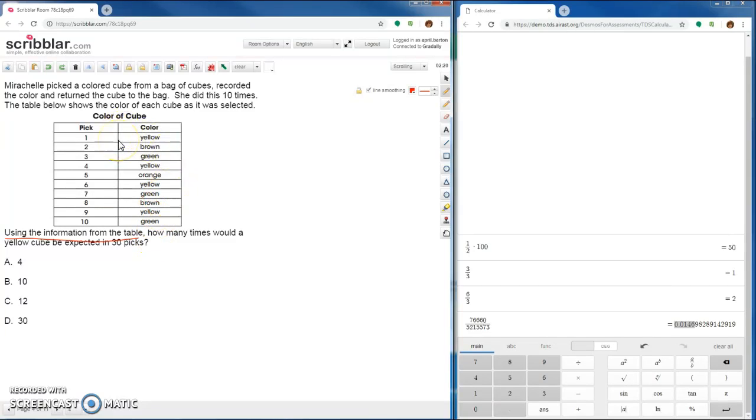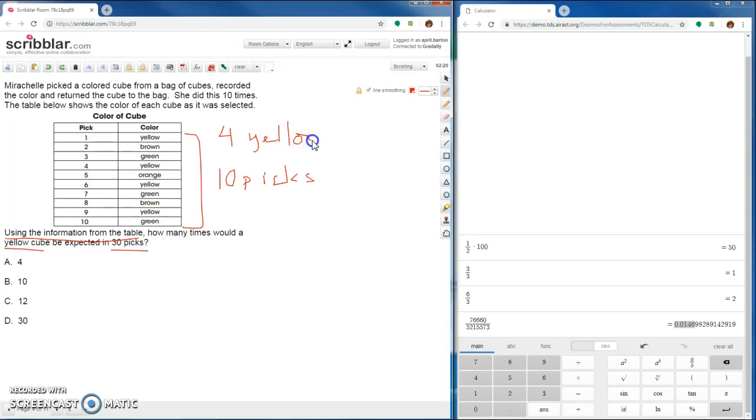We're not going to just do a probability. We're going to base it off the information given in the table. And we want a yellow cube in 30 picks. So right now we have 10 picks total, and we want to know how many of those were yellow. So we have 1, 2, 3, 4 yellow picks.